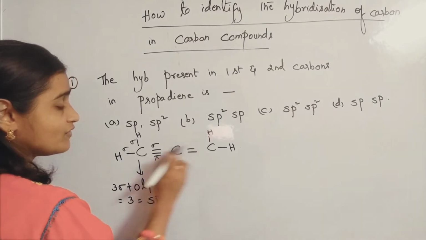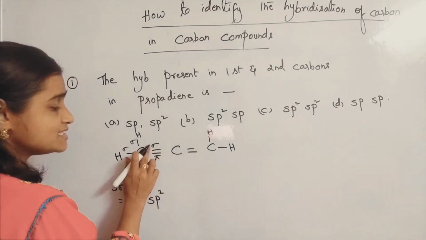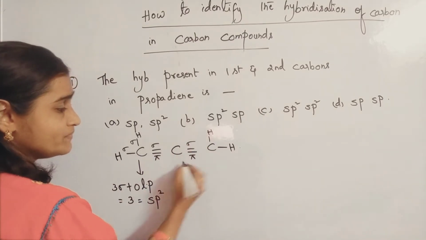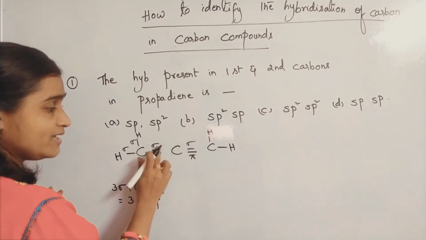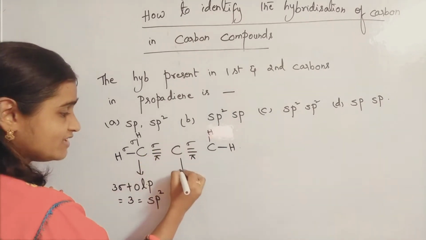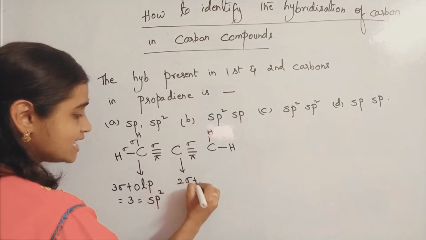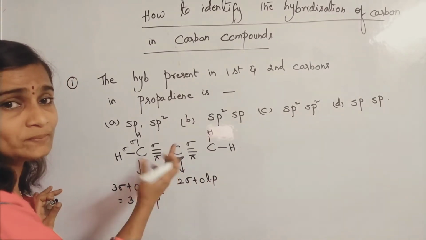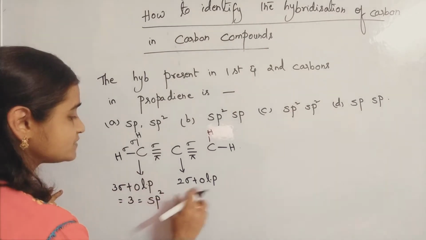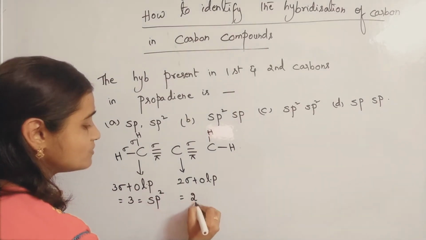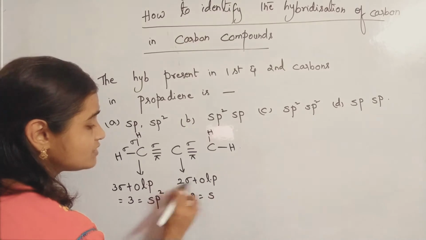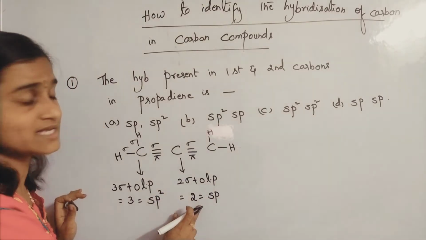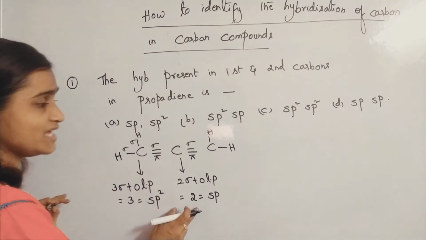Similarly, you have to check the second carbon. Here a sigma bond and pi bond are already there, and this is a double bond, meaning 1 sigma, 1 pi. So this carbon atom has only 2 sigma bonds and 0 lone pairs. Lone pairs are not there. So 2 sigma bonds plus 0 lone pairs, total is 2. If you are getting 2, which type of hybridization is it? sp hybridization. So the second carbon is undergoing sp hybridization.